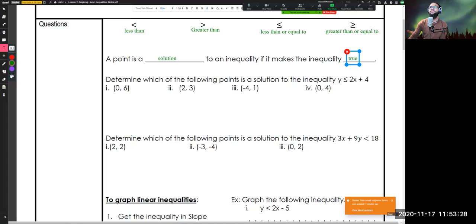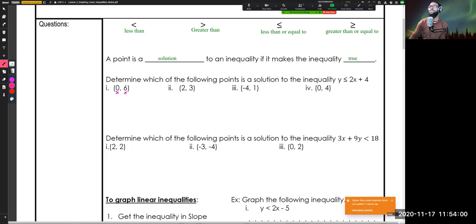This says determine which of the following points is a solution to the inequality y is less than or equal to 2x plus 4. Okay. So to check whether the point is a solution, we're going to plug it into the equation. We have our x here and our y here. I'm going to use I as my example. I'll probably do 1 and 2, and then you all will do 3 and 4.